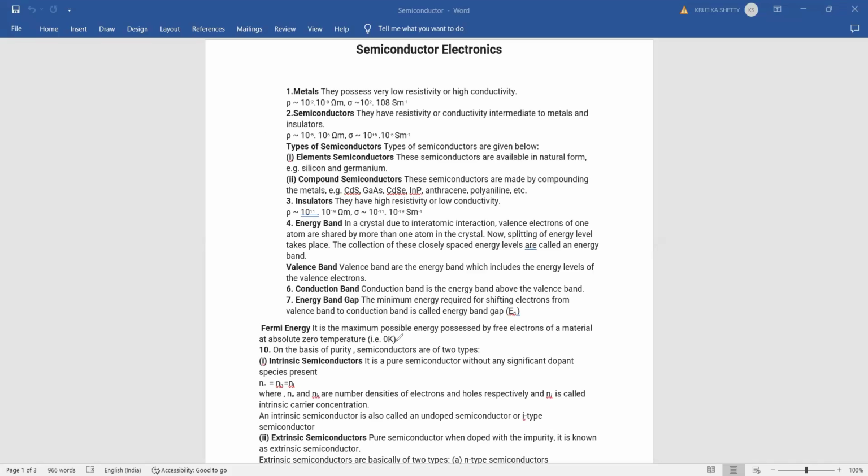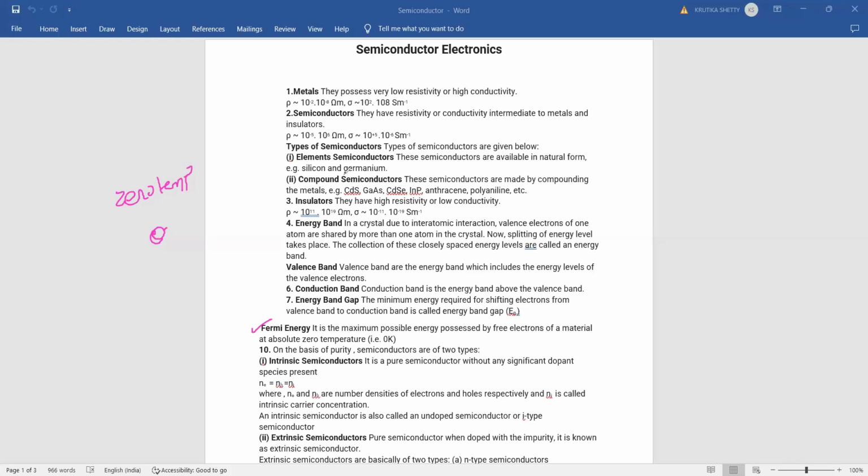That is Fermi energy. What is Fermi energy? It is the maximum possible energy possessed by the free electrons of a material at absolute zero temperature. At zero temperature, whatever energy the free or valence electrons gain, that energy is called Fermi energy.